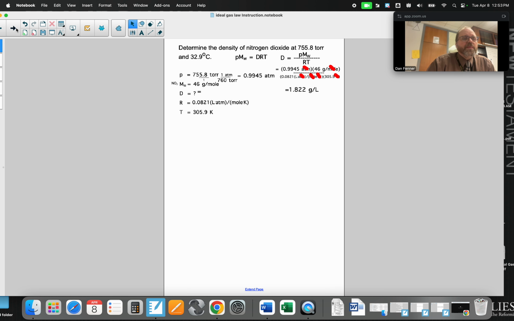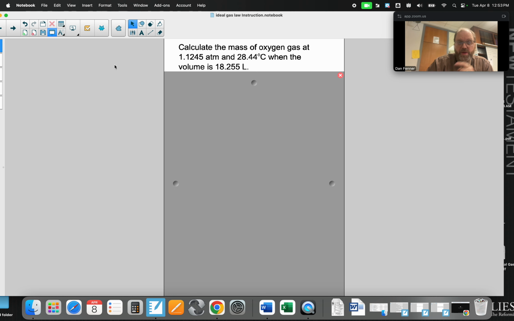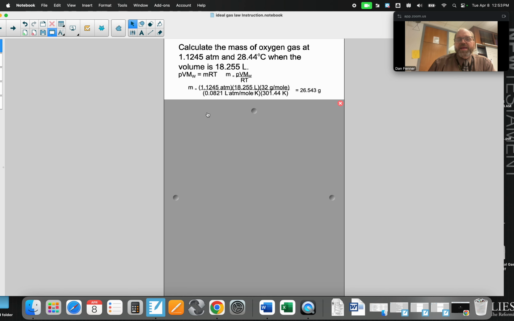All right, so pause the video. The first one deals with mass, so you can use the second one. The second one gives us moles, so you can do the first one. Pause it, try it, see what we come up with. Here we go. So when we use the equation, we're using PV equals mRT. So m is PV MW over RT. Put our values in. The answer is 26.543 grams.